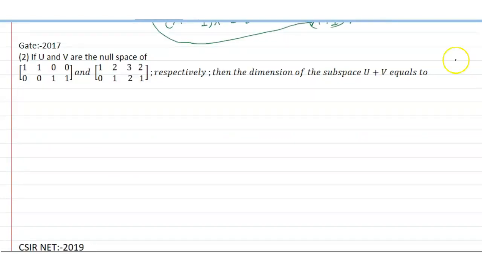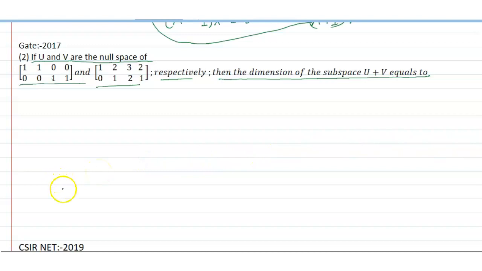Next question, also GATE 2017. If u and v are null spaces of the matrices 1 1 0 0 and 0 0 1 1 2 3 2 0 0 respectively, then the dimension of subspace u plus v equals to. So I have to find out the dimension of u plus v. At first I write the rank nullity theorem.